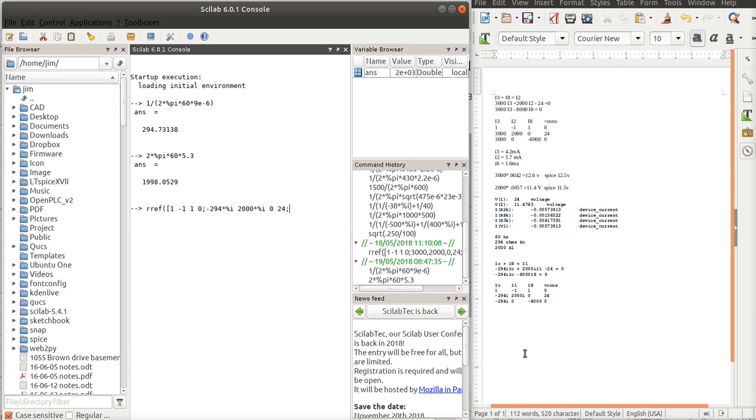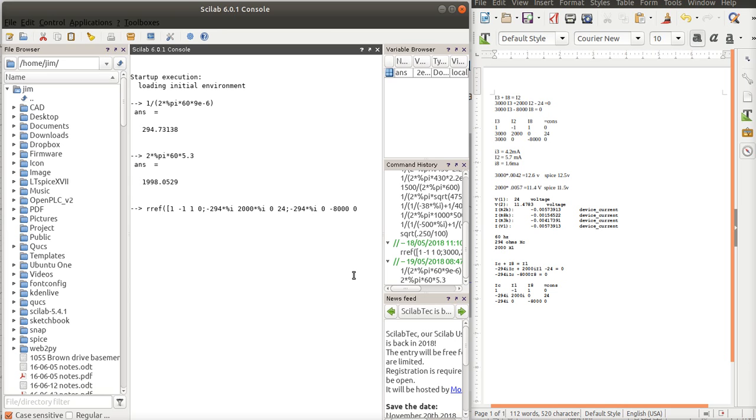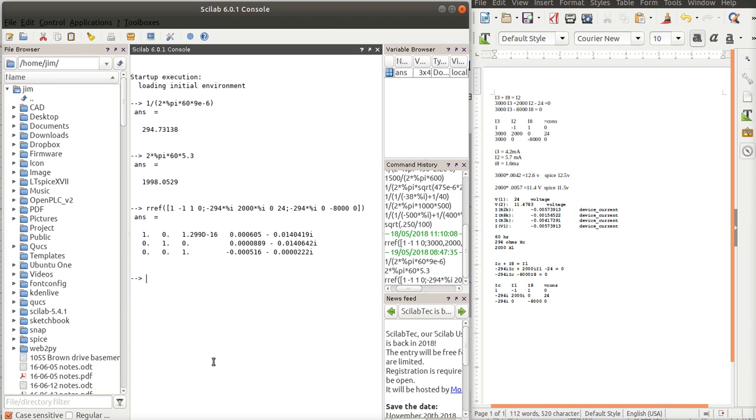Semicolon, and then minus 294 times percent I again, space 0 space minus 8,000, this time it has no I, space 0, and here we go. Close bracket, close parentheses. So I put in my 3 equations just like I did for the DC part, and there is my currents.